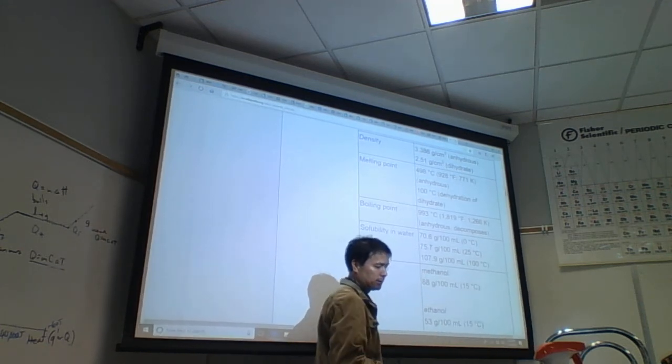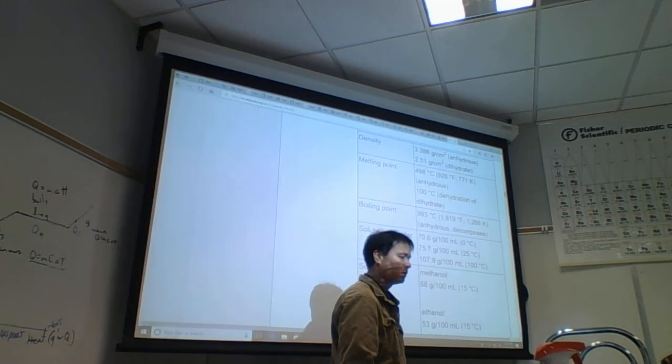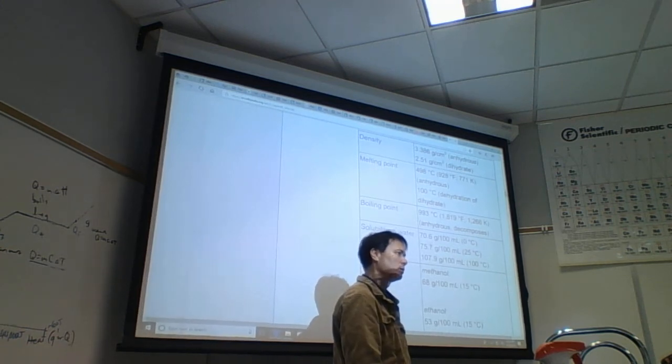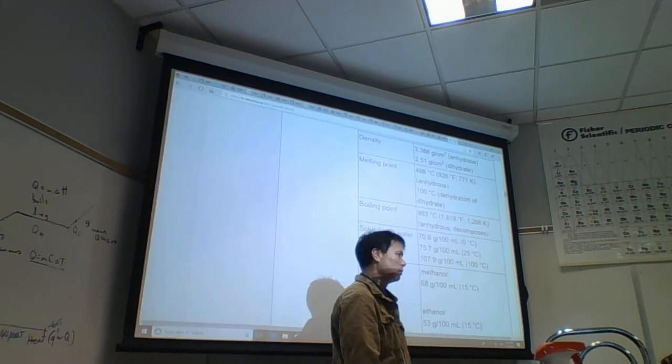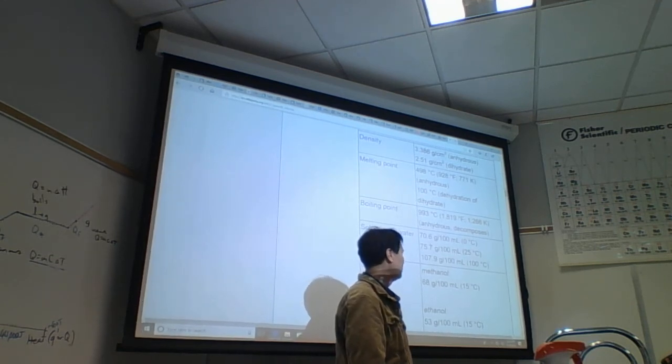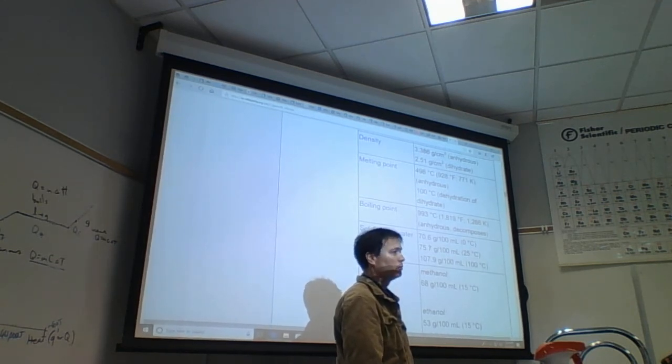It makes sense. Why does that make sense, that the solubility would increase with temperature? It's easier to break apart the crystals with more kinetic energy.